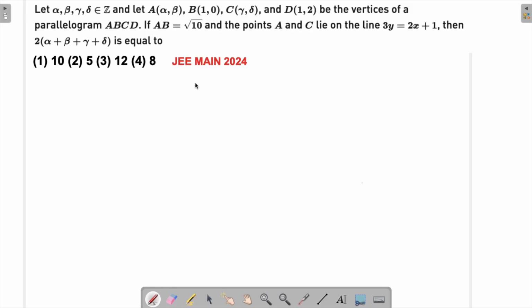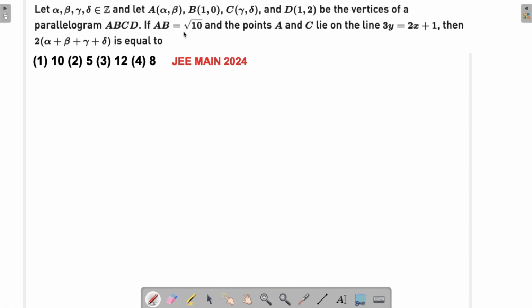All right, so we are trying to solve a simple problem which appeared in JEE Main 2024. And in this question, there is an information given that alpha, beta, gamma, delta are elements of Z. Basically, they are integers. And the vertices of the parallelogram are given over here, A, B, C, D. Now we are trying to find out the value of 2 times alpha plus beta plus gamma plus delta.